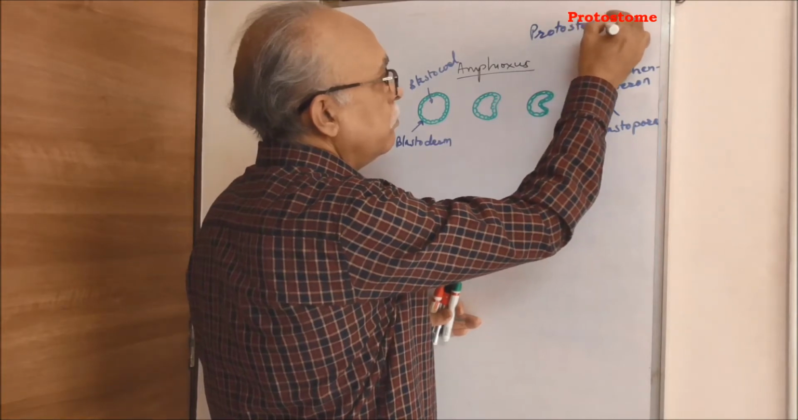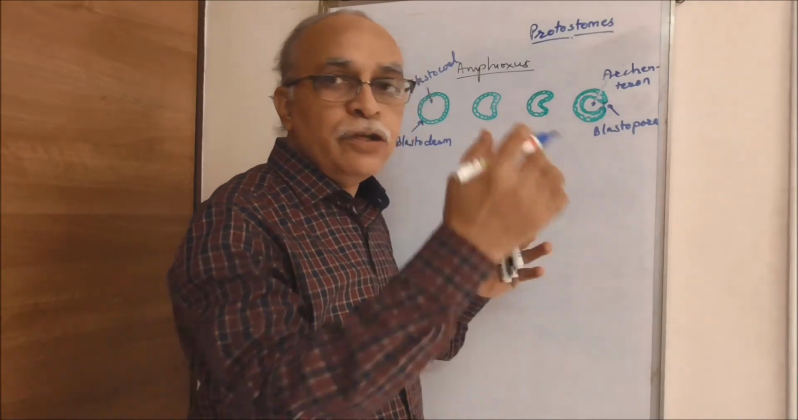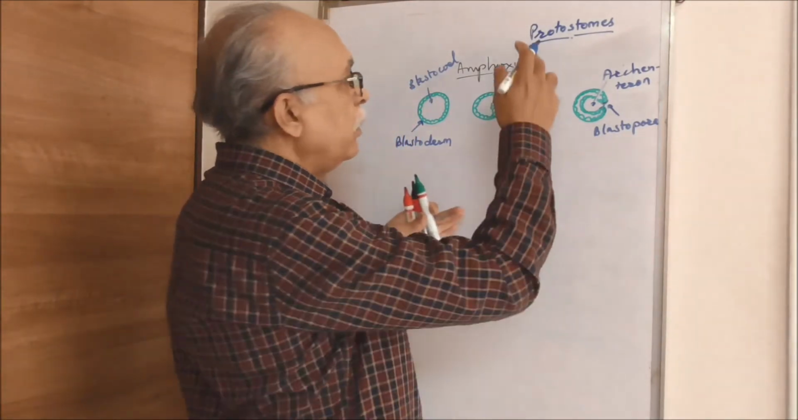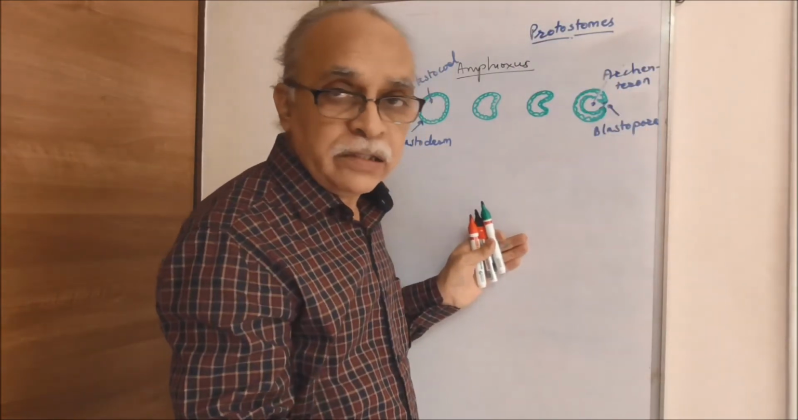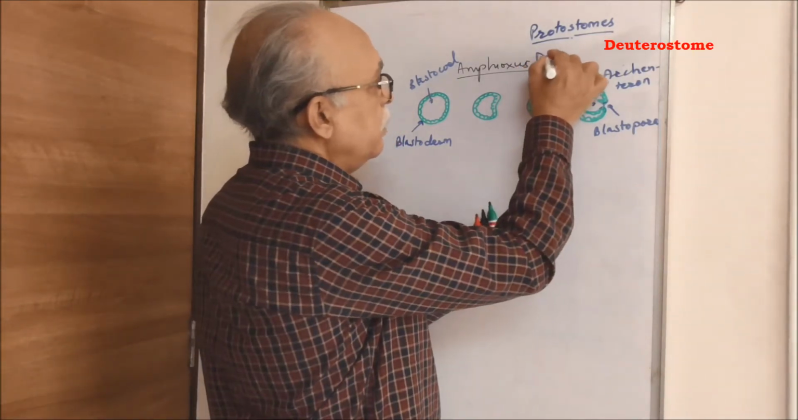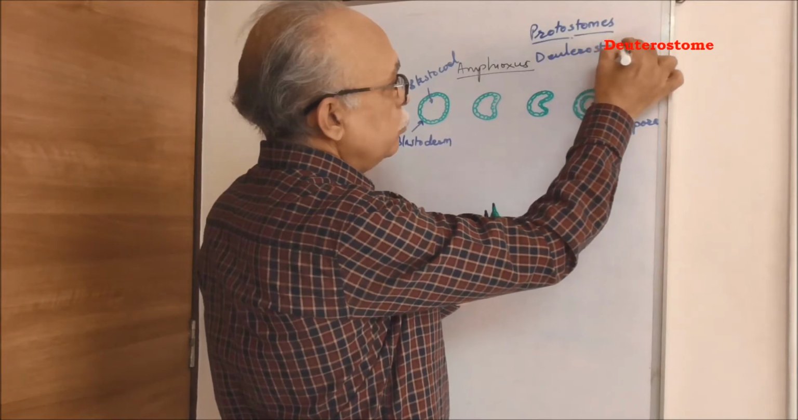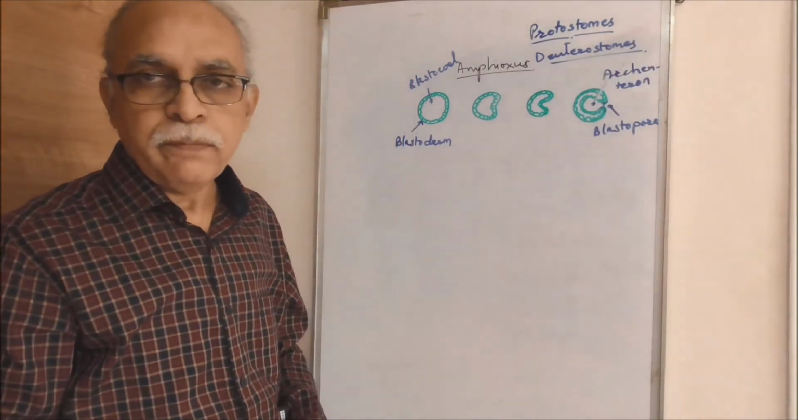protostomes. Proto means primitive. Stoma means mouth, anterior opening of alimentary tract. Then they are called as protostomes. And if it develops into anus, the posterior aperture of the gut, then such animals are called as deuterostomes. Deuterostomes.